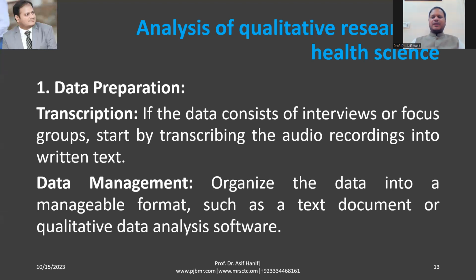So you have collected the data. Now, what is required? The first step is data preparation. In data preparation, the major task is making the transcriptions. If the data consists of interviews or focus groups, start by transcribing the audio recording into written text.